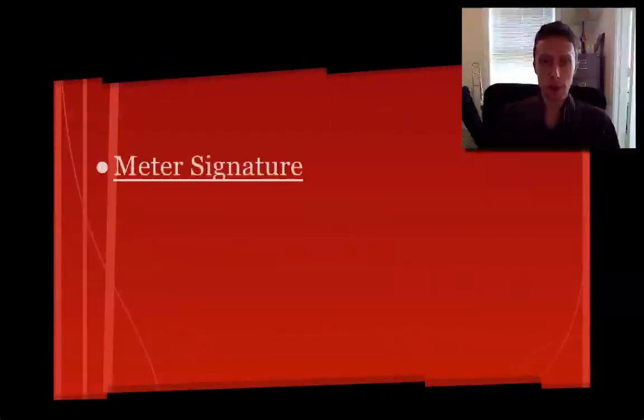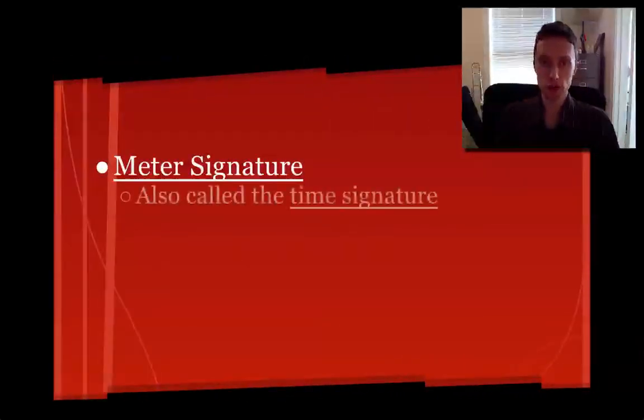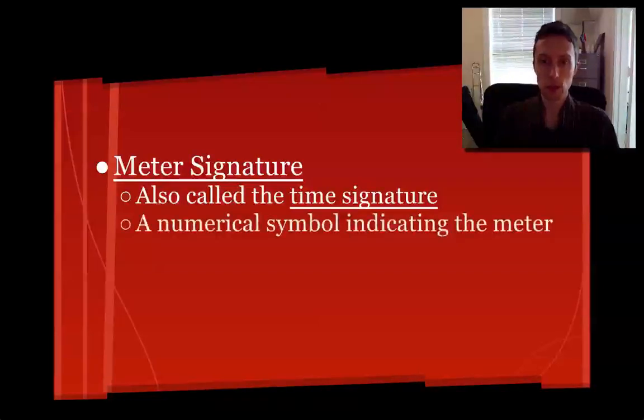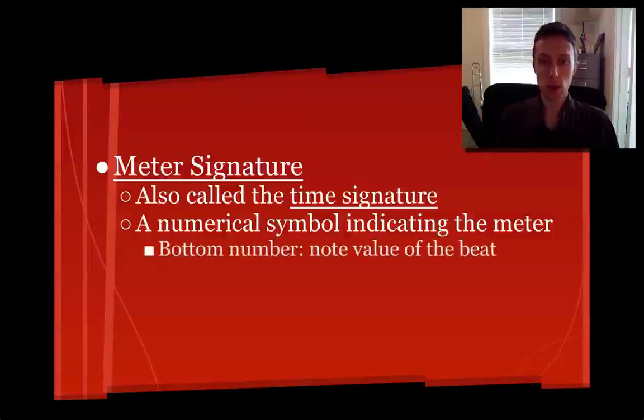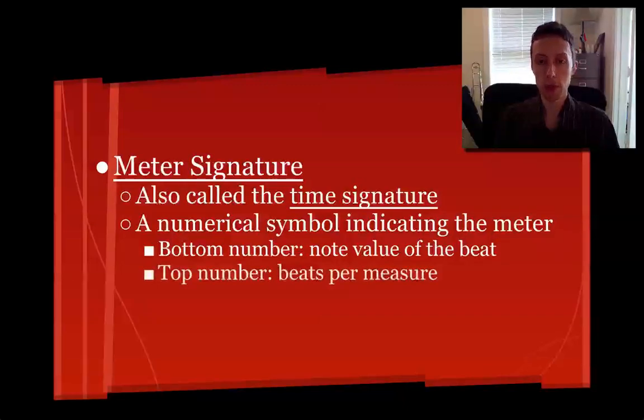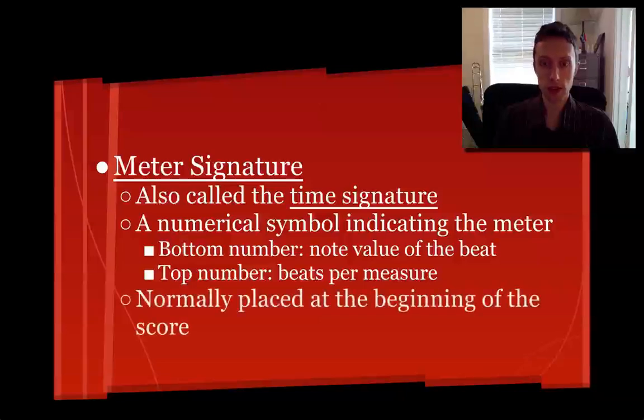So, a meter signature. It's also called the time signature. So those are the same thing. Meter signature is the same as time signature. It's a numerical symbol where the bottom number gives the value of the beat and the top number gives the number of beats per measure. So I'll give you an example of what that looks like in a second.